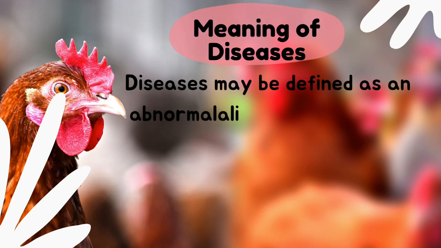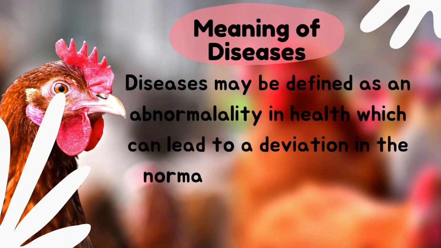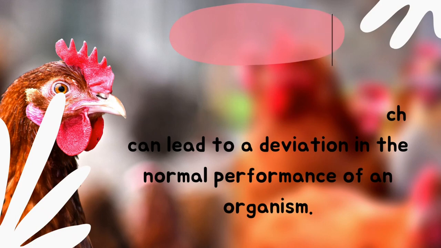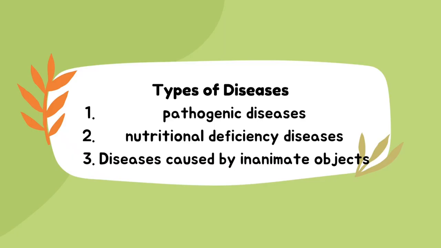Now, what is disease? A disease may be referred to as an abnormality in the health which can lead to a deviation in the normal performance of an organism. There are several examples of diseases, but they all fit into these three broad types. There are pathogenic diseases, there are nutritional deficiency diseases, and there are diseases that are caused by inanimate objects.